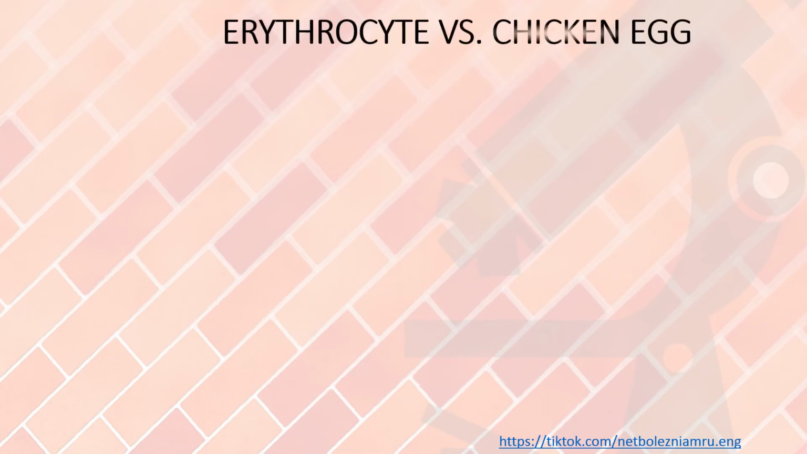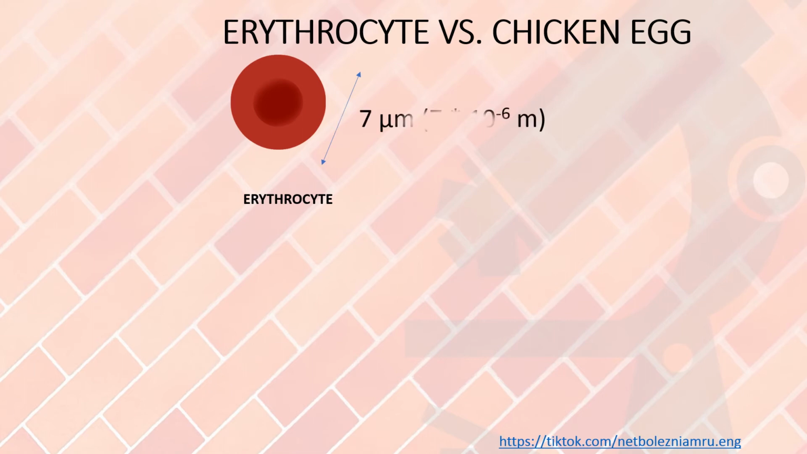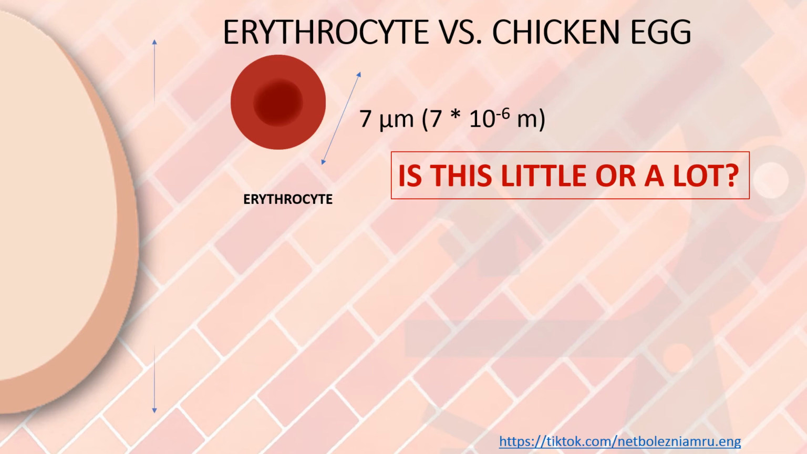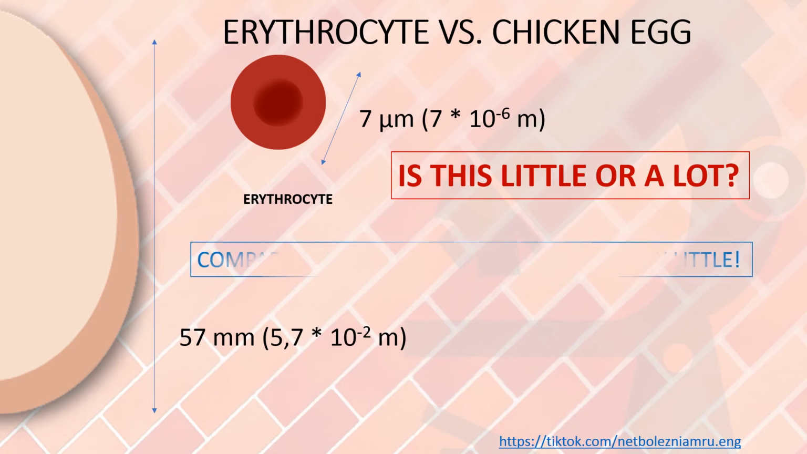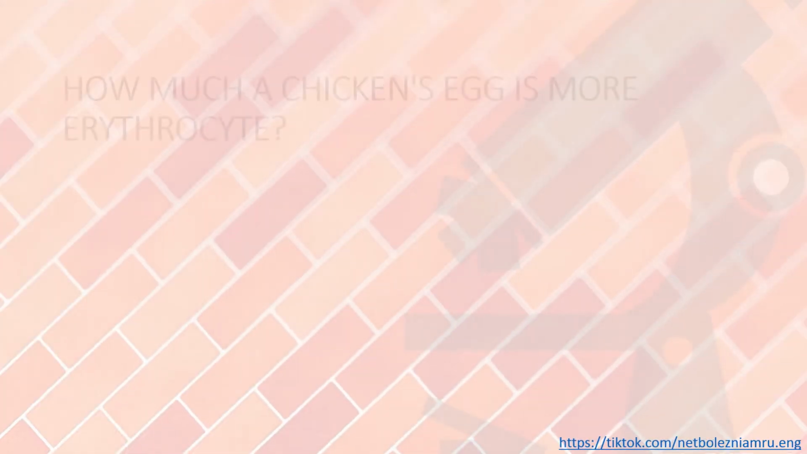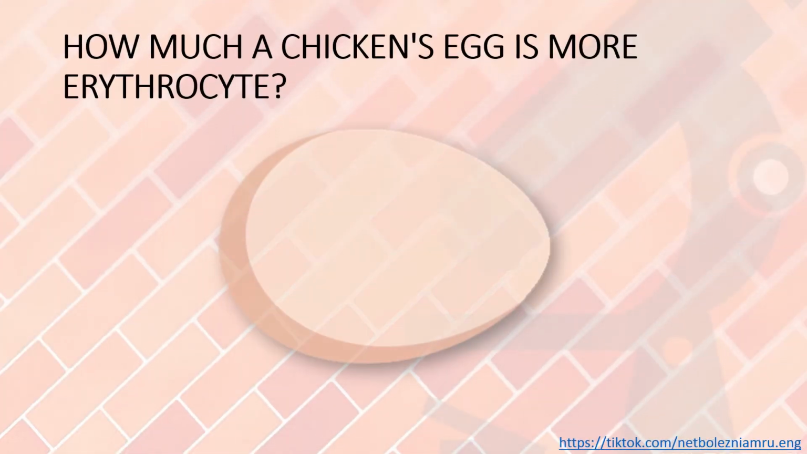Now, let's compare a red blood cell with a chicken egg. We already know that an erythrocyte has a diameter of 7 microns. Is the diameter of a chicken egg larger or smaller in comparison with an erythrocyte? The diameter of a chicken egg along its length is about 57 millimeters. Compared to a chicken egg, the erythrocyte is very, very small. Well, let's study this issue in detail.